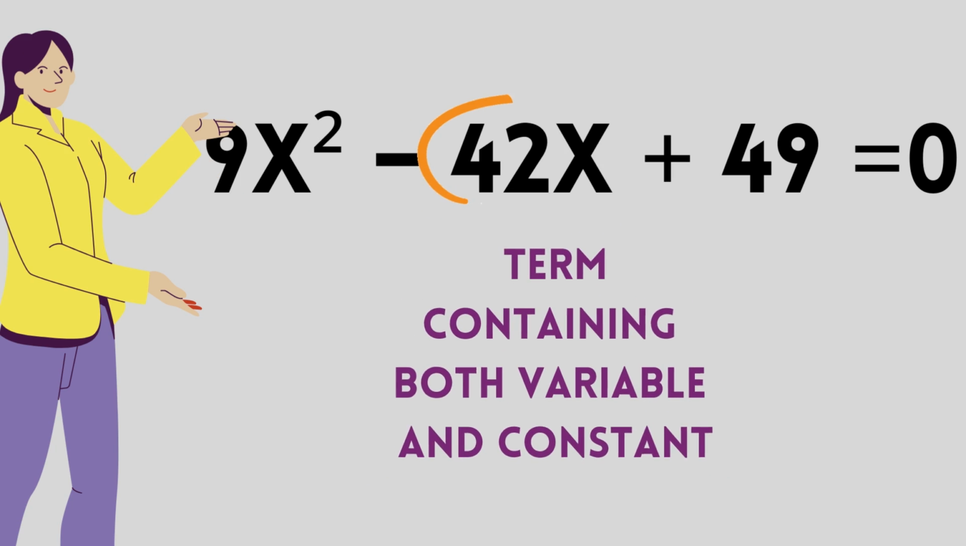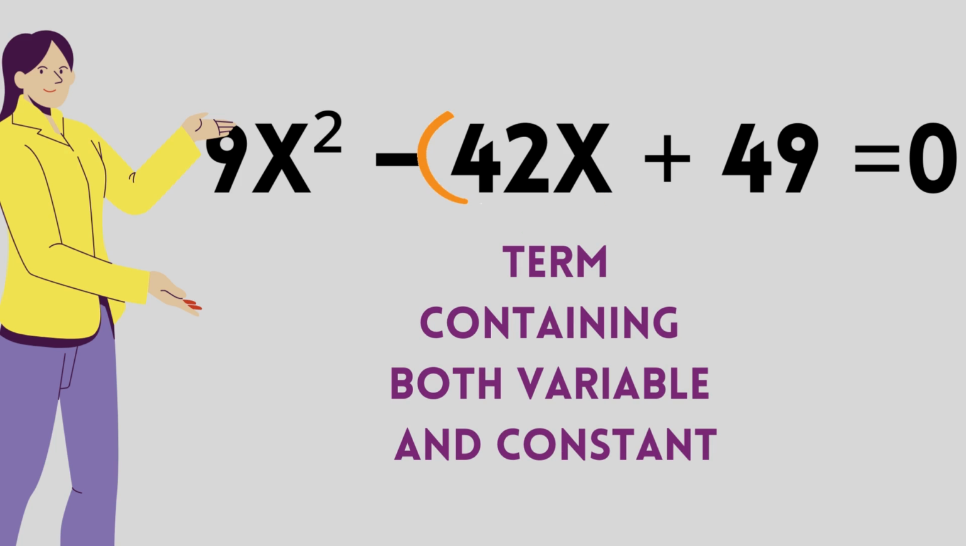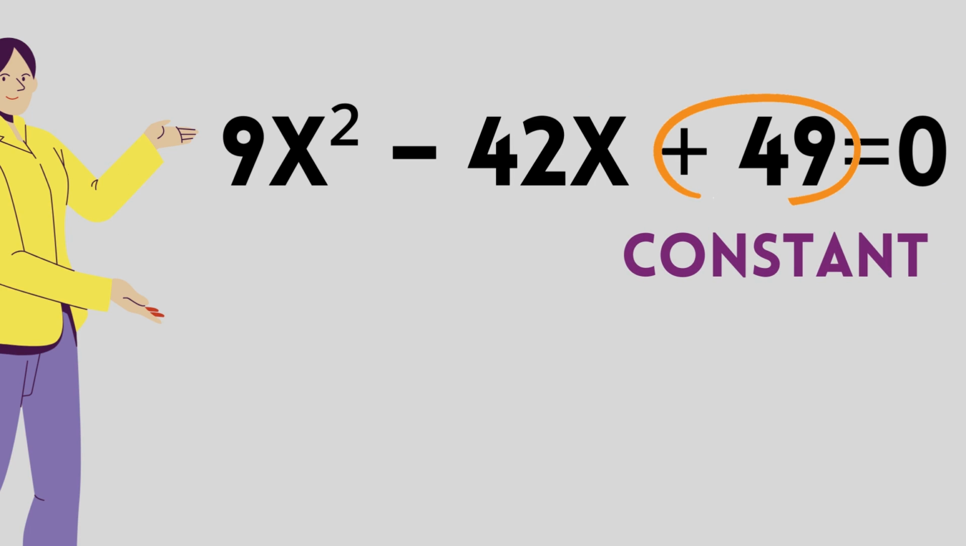Next, we see the term minus 42x. This term contains both a variable and a constant. Like the first term, minus 42 is a constant value which is multiplied with x, which is a variable. In the next term, we have 49, which obviously is a constant value.